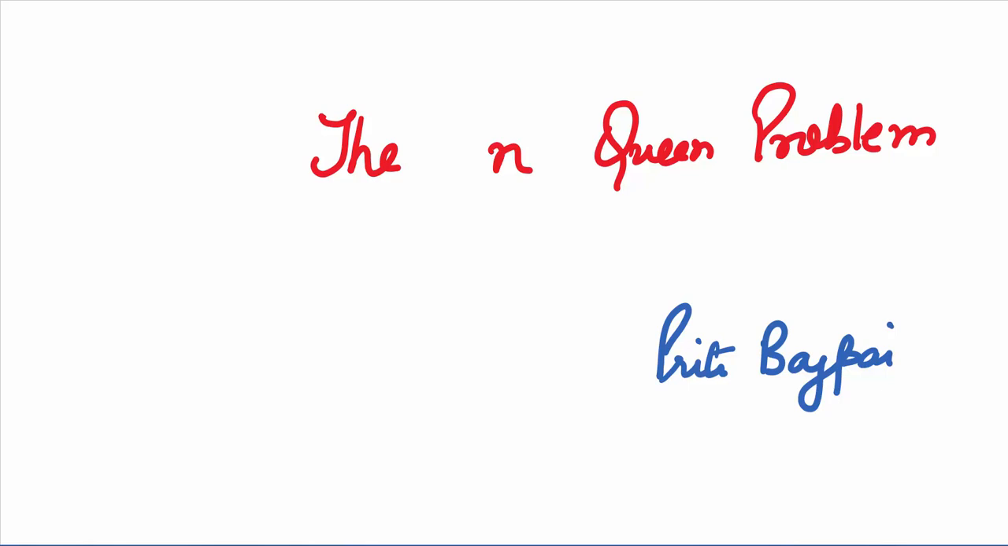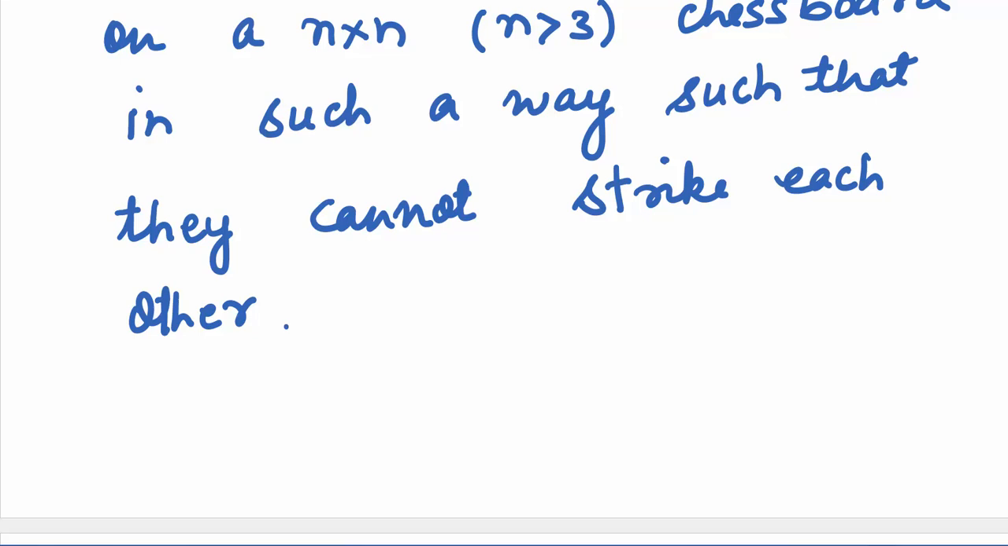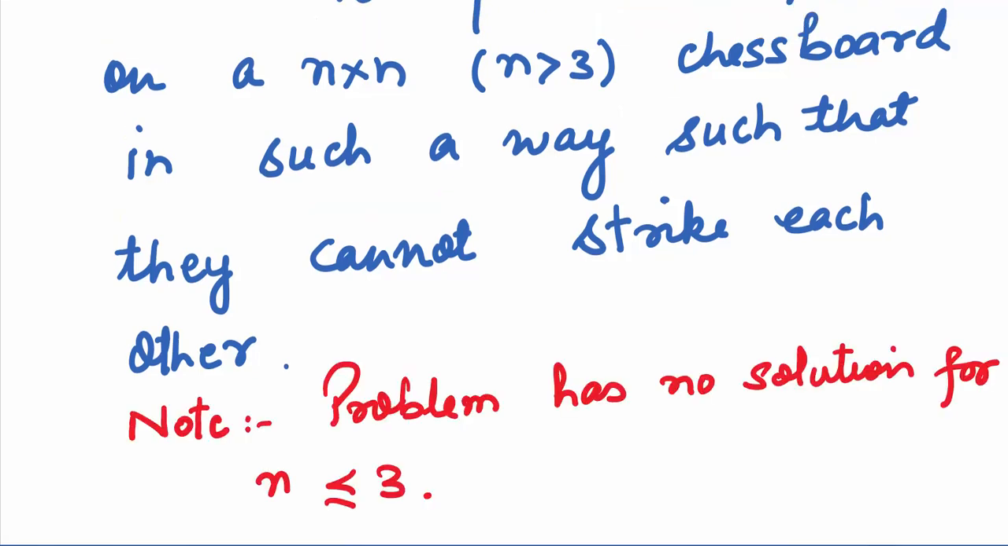Hi everyone, welcome back. Today we are going to do the n queen problem. So what is the problem? The problem is to place n queens on an n by n chessboard where n is greater than 3 in such a way that they cannot strike each other. Remember, the problem has no solution for n less than or equal to 3.